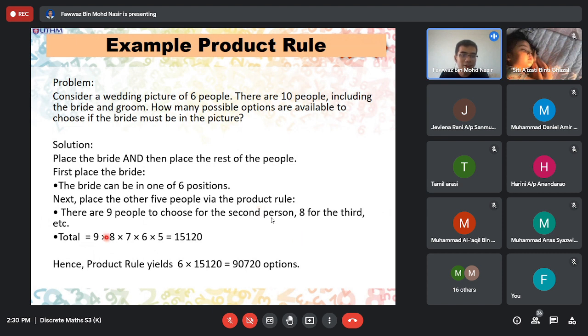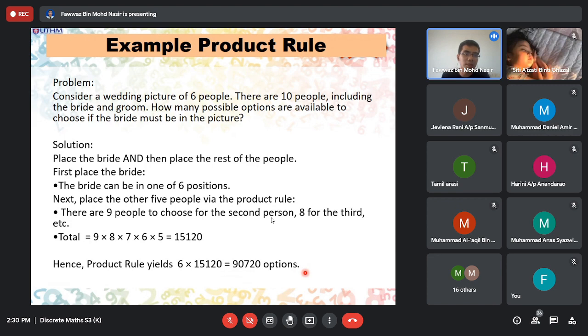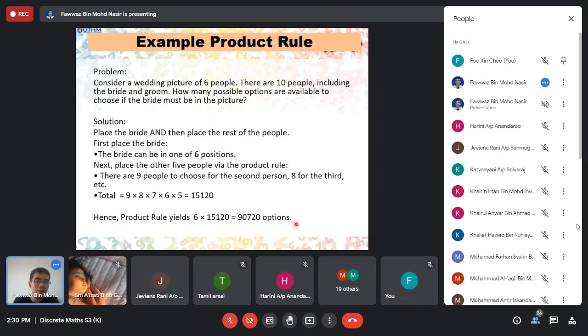So untuk dapat the total number of ways, the total number of possible ways to position 6 people into the wedding picture, we just times the number of ways yang kita dapat untuk position bride and the number of ways kita dapat untuk position 9 people into the 5 seats. Okay, so 6 times 15,120, so you get 19,720 ways ataupun options untuk position those people into the wedding picture. So dapat kan? Nampak kan macam mana kita solve this problem?